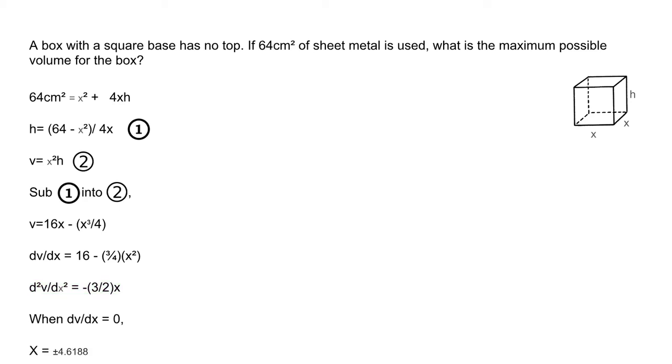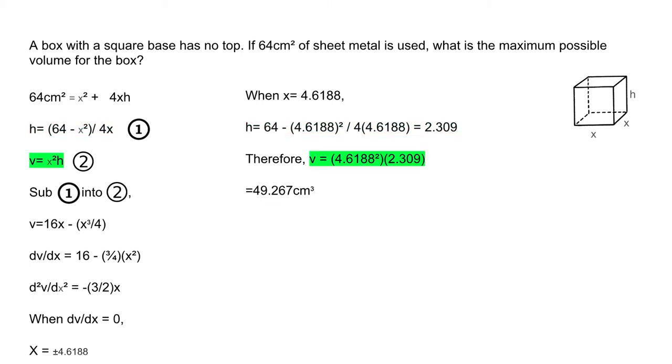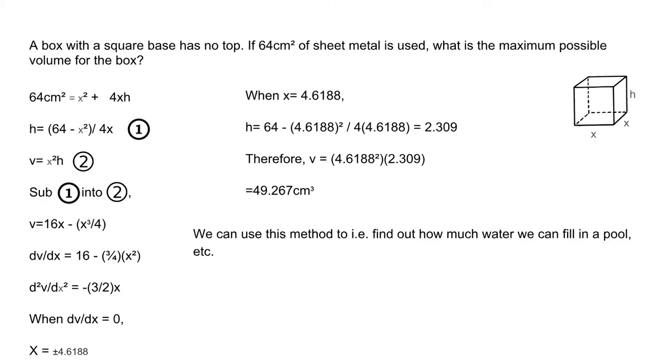When dv over dx is equal to 0, the x value is 4.6188 centimeters. Hence, h is 2.309 centimeters. Therefore, the maximum possible volume for the box is 49.267 cubic centimeters. For example, we can use this method to find out how much water we can fill in a pool.